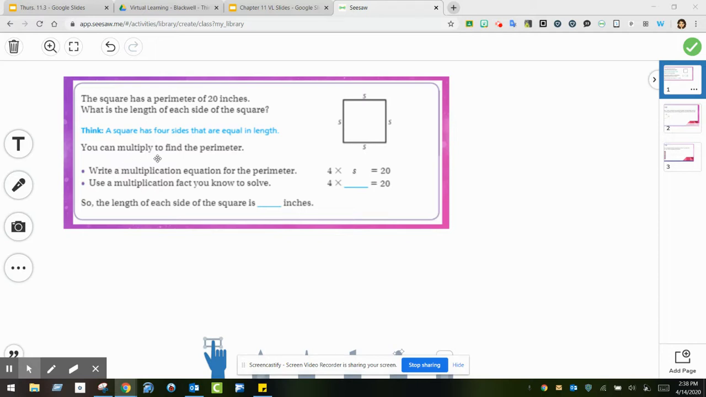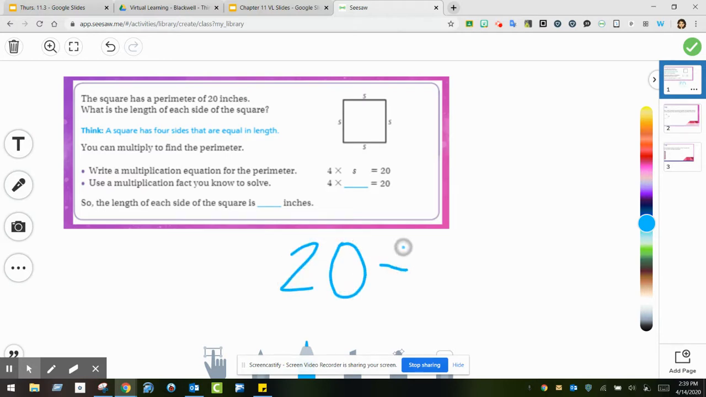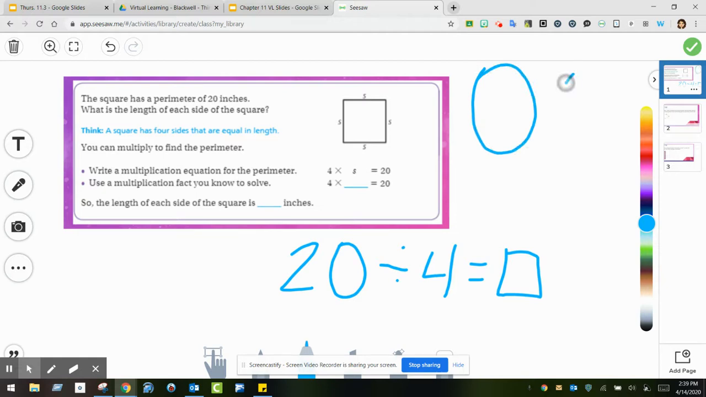You can multiply to find the perimeter, or if we have this equation here, we might have to divide. So if I were to look at this equation, it says 4 times measurement S equals 20. I can go ahead and flip that around and say 20 divided by 4 equals what? Well, let's say you don't know your facts still and you're trying to remember how to do this. You could show those 4 equal groups and you can count to 20 to figure that out.